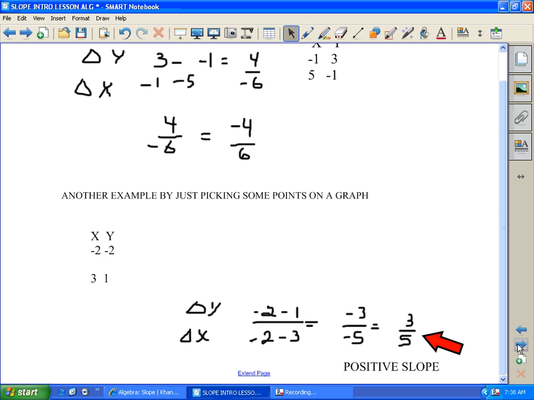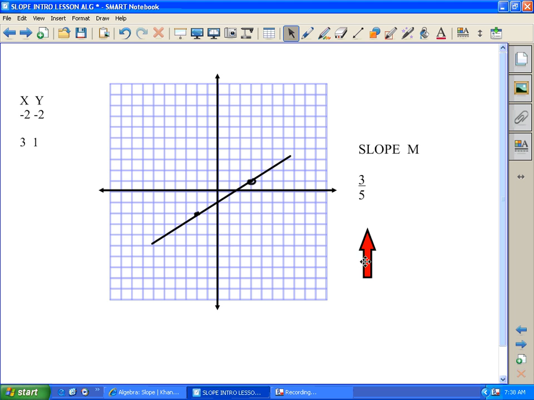Well, let's see if we graph that. We now think our slope is 3 over 5. So here's m for the slope. We're going to have 3 over 5. Well, let's try this. Now that it's positive, we're going to go up. 1, 2, 3, and we're going to go over 5. 1, 2, 3, 4, 5. There's our slope. It's also called the rise and the run. If you think about it, I'm rising and then I'm running.